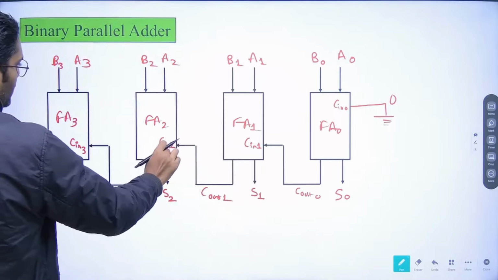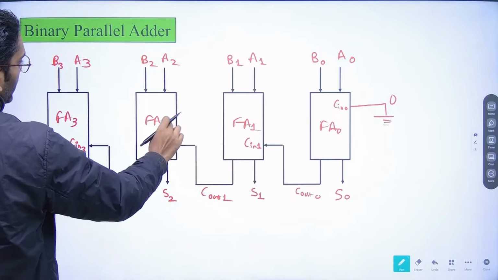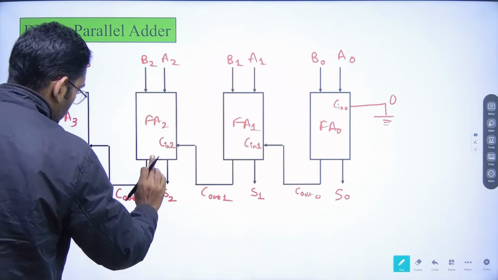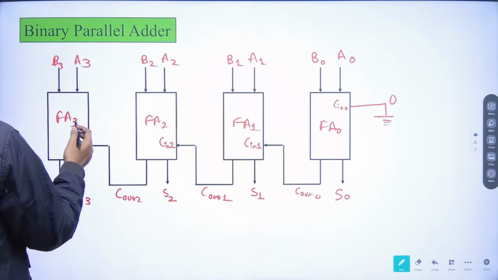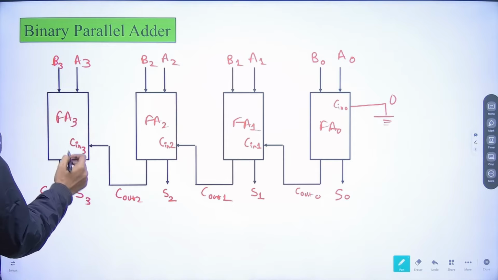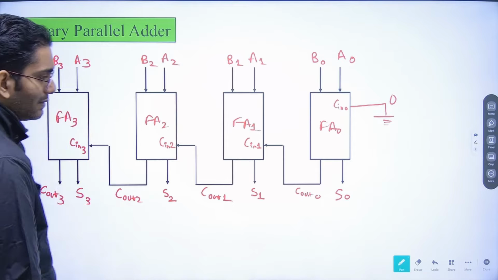Cout1 will act as Cin2. Now A2, B2 and Cin2 would be added. We would get output as S2 and Cout2. And now Cout2 would act as Cin3. Okay, so A3, B3 and Cin3 would be added. We would be getting S3 and Cout3 as the output.